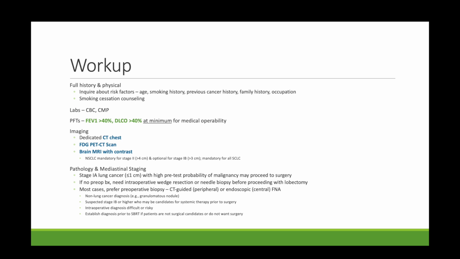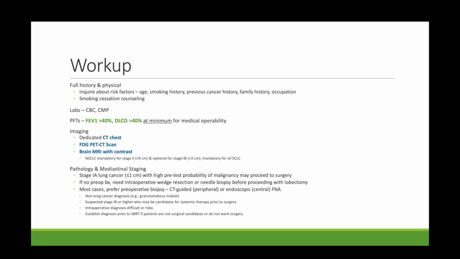And if patients are being considered for surgery, we will obtain pulmonary function tests as well. That's typically obtained by the surgeon if they're evaluating them for medical operability. At minimum, we need to have an FEV1 and a DLCO of at least 40% for medical operability. So the FEV1, remember, is a measure of your forced expiratory volume, and the DLCO is a measure of your diffusion capacity of oxygen at the lung. And so those need to be at least 40% at minimum for medical operability.